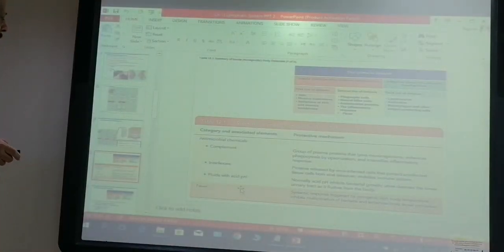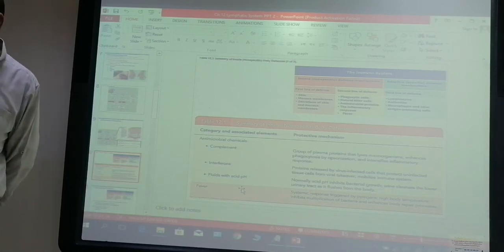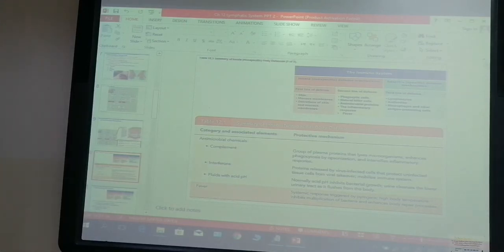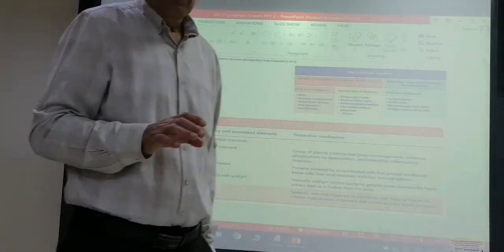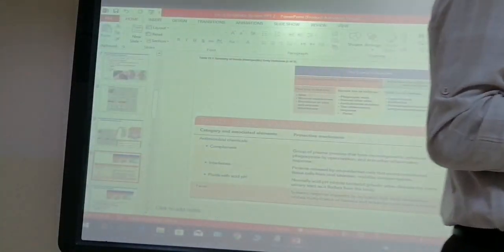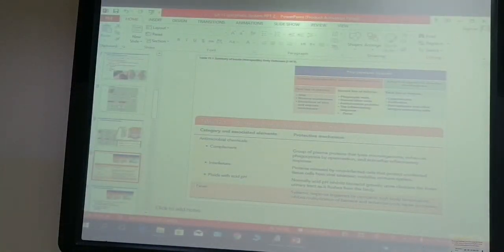So this is the immunity and how it happens. Did you understand? Is it understandable? Any questions?